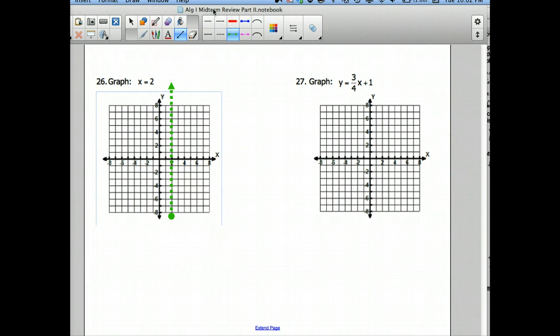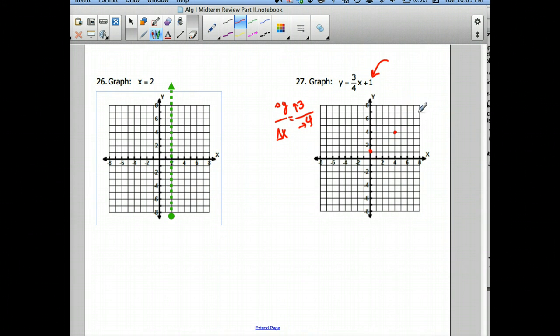And now this one is in slope-intercept form. So the way you always graph these is start with a y-intercept, which is +1. Zoom in a little bit here. And then we're going to use the slope. Now this is our slope, which is change in y over change in x. So that means we go up 3 and to the right 4, because they're both positive. So from our y-intercept, up 3, right 4, there's another point.